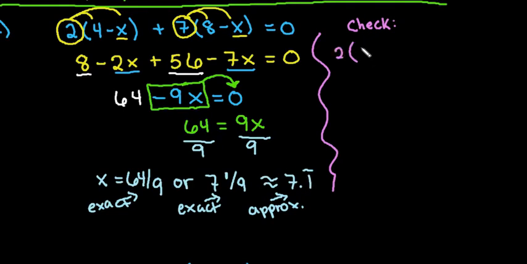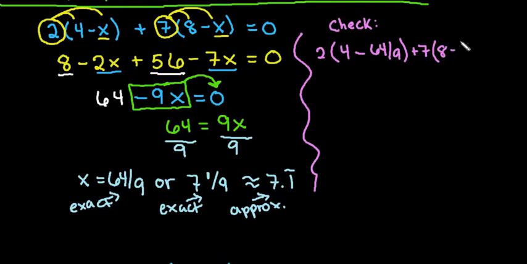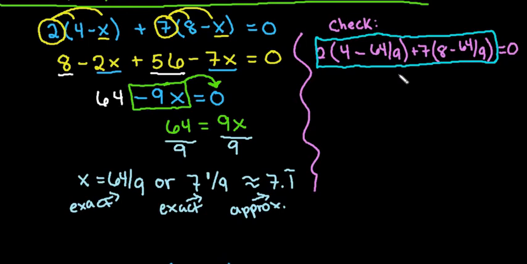I am going to show all the work. Like I said, you could just plug into your calculator 2 parentheses 4 minus 64 divided by 9, close your parenthesis, plus 7 times 8 minus 64 divided by 9, and then set this equal to 0. If you wanted to, you could put just this part right here into your calculator, and when you hit enter, if it gives you 0, then you know you have the correct answer.